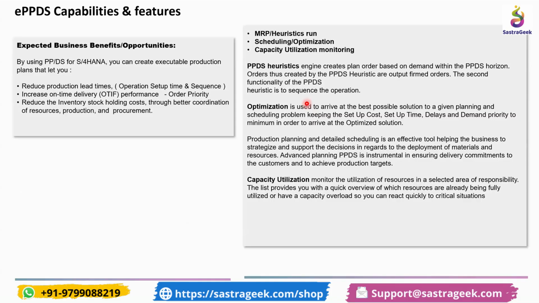Okay. So I think we have already talked about the capability and the features. As we mentioned, there is a heuristic, which is basically unconstrained. And the second is scheduling and optimizing, which is an optimizer. And after the MRP has generated that particular data, that result can be visible in this capacity utilization app to see whether my resource is being overloaded or underloaded. SAP has provided those apps, which we'll see in the system when we log into the system.